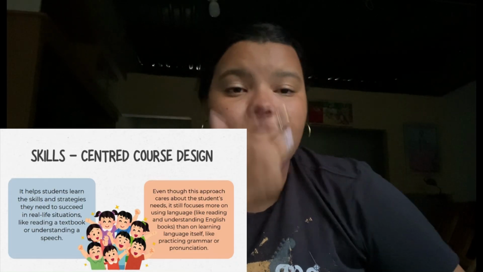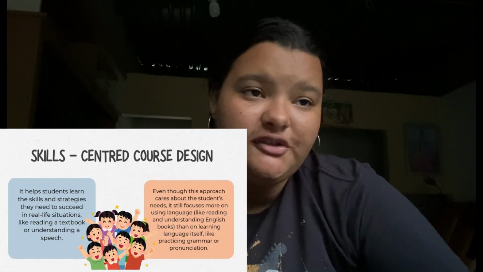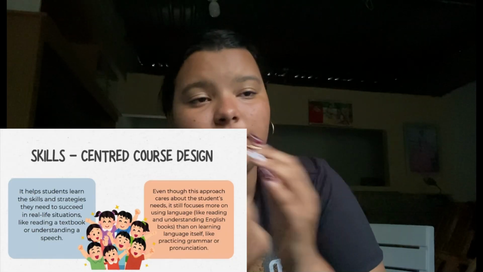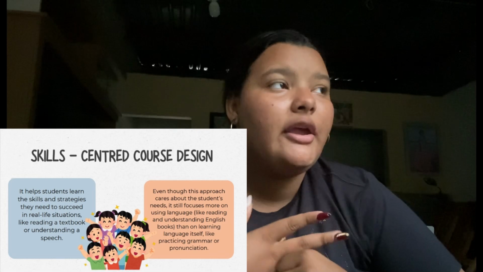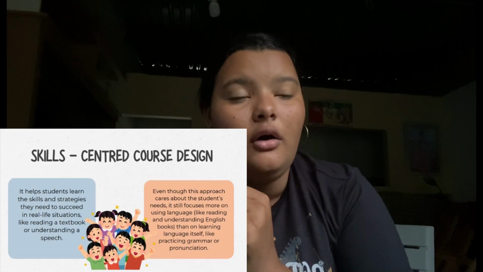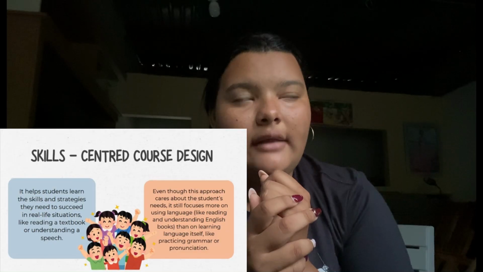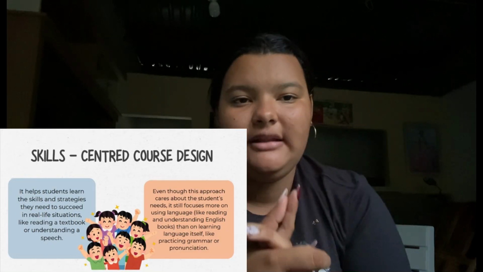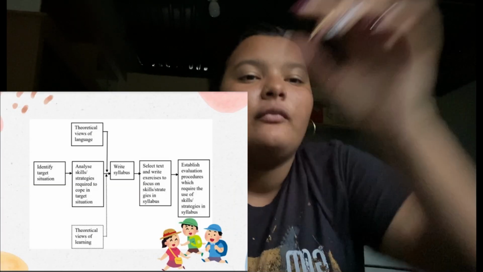Okay, so the second approach is called a skill-centered course design. This approach helps a student learn the skills and strategies that they need to use for real-life situations, for example, reading a book or understanding a speech. Even though this approach cares about the student's needs, it's still focused on using the language, like reading and understanding the book, rather than on learning the language itself, like practicing grammar or pronunciation.